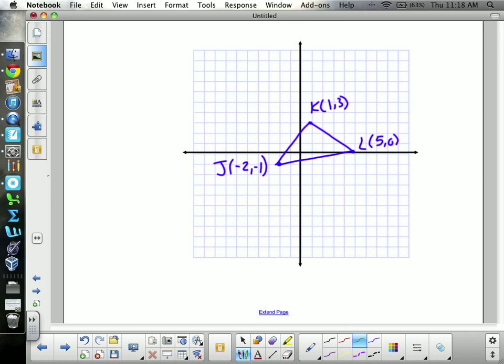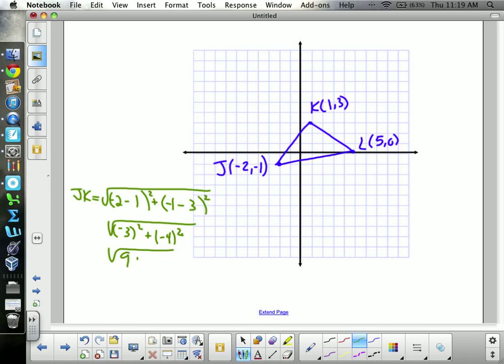So we set it up. We use distance formula for the first side, JK, equals the square root of parentheses minus squared. This is going to tell us the length of JK. So it's negative 2, 1, and negative 1, 3. So it's negative 3 squared plus negative 4 squared. That's 9 plus 16, square root of 25, is 5. So length here is 5.